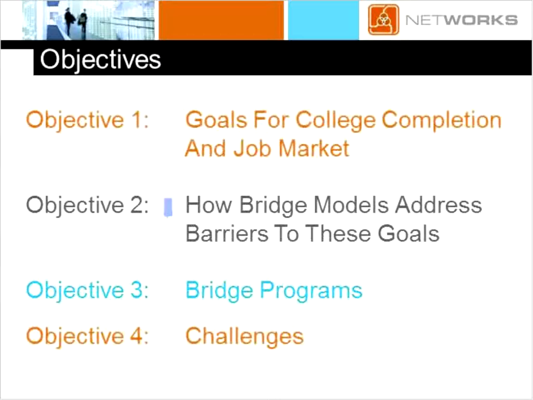The second objective here, we're going to look at how bridge models address the barriers to these goals. We'll briefly discuss barriers, and I think that part's going to be quite familiar to you guys. But I'd like to really work hard in the beginning to build the case for a bridge model, because it takes a good deal of work, and so why should you do this extra work to create a bridge model is the big question that I'm answering.